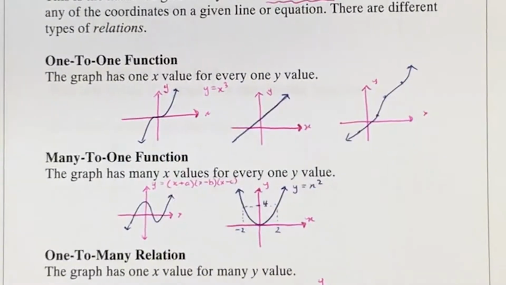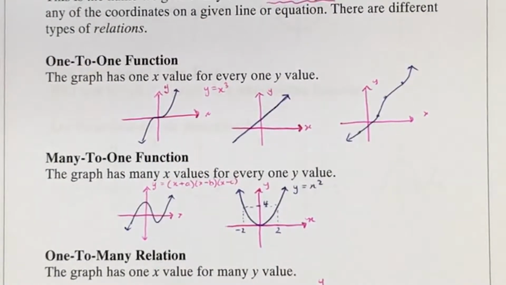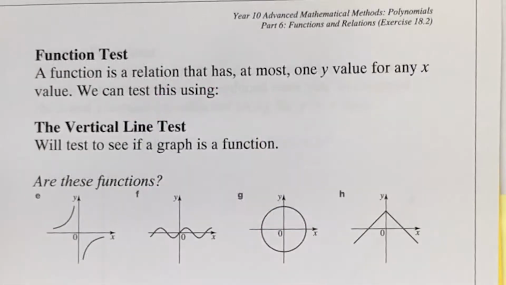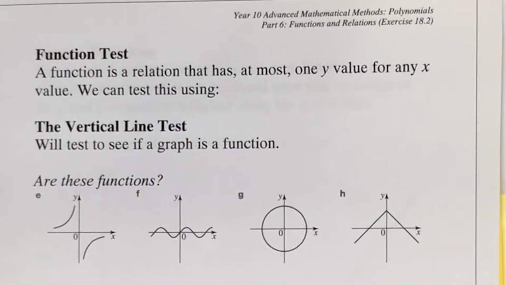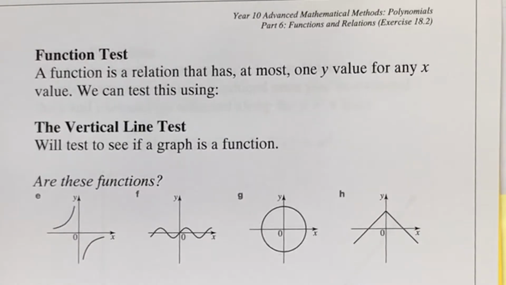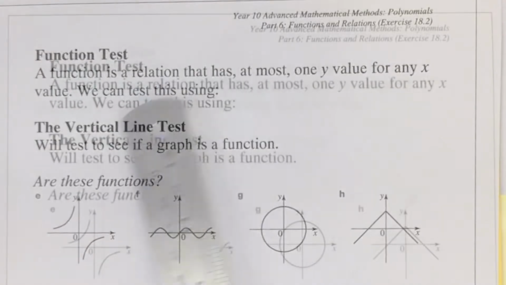It could also look like this as well, if it's been factorized with 3 sets of brackets. So just to remember, a relation is the big umbrella term for all the kinds of graphs we've been studying in advanced maths methods, and some of those we call functions. So why do we call some of them functions?